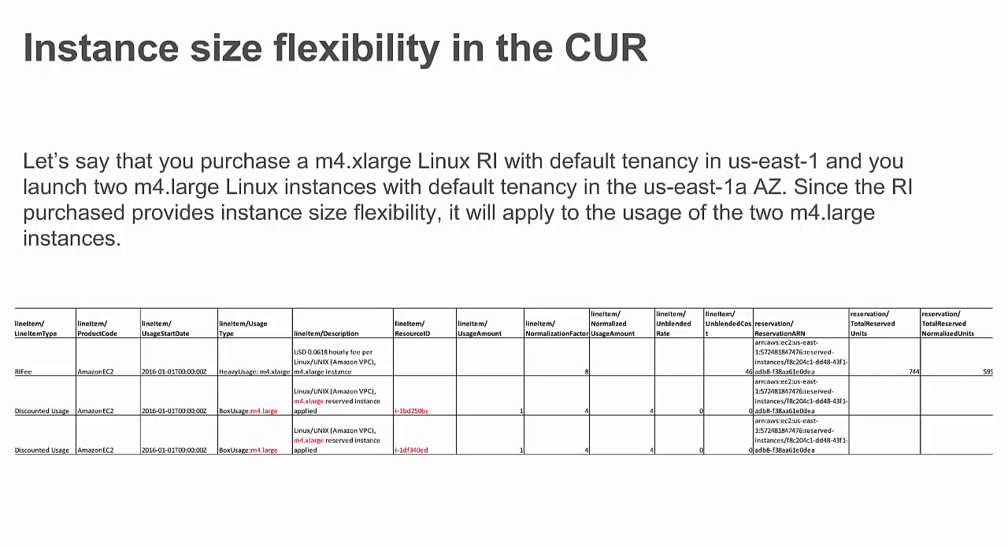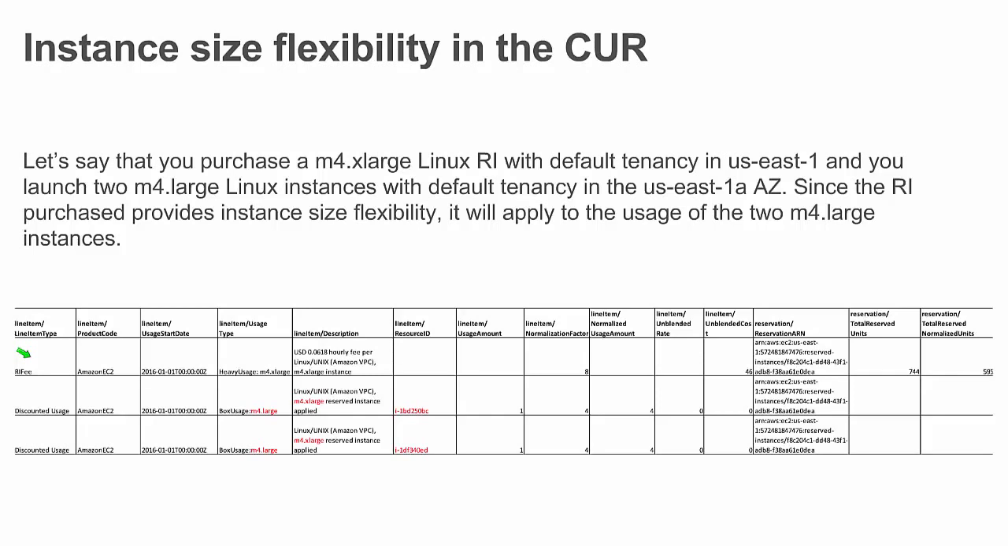The fee line item has not been shown in the CUR in this particular example. But let me talk about what each of these individual line items are. The fee line item shows the upfront cost of the RI and is added to your bill when you purchase an all upfront or partial upfront RI.